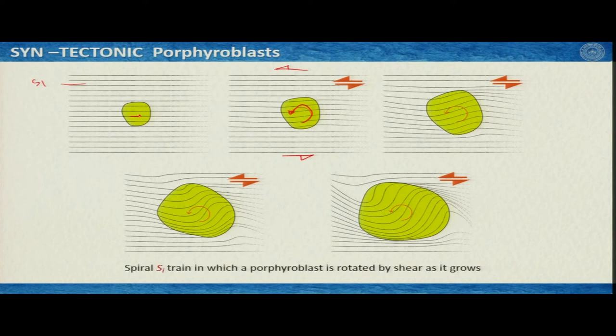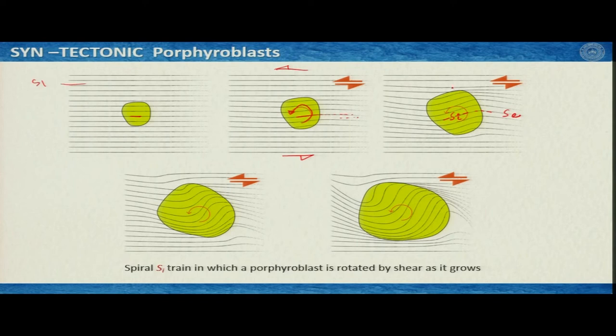So you see that this is not as straight as it is. So this foliation would rotate, but the outside foliation also is being incorporated within this inclusion. So this is gradually becoming straight or gradually becoming aligned with the foliation outside. Here you see this is SI and this is SE. So you see this gradual rotation is happening during the growth, and at the same time rotation of this inclusion.